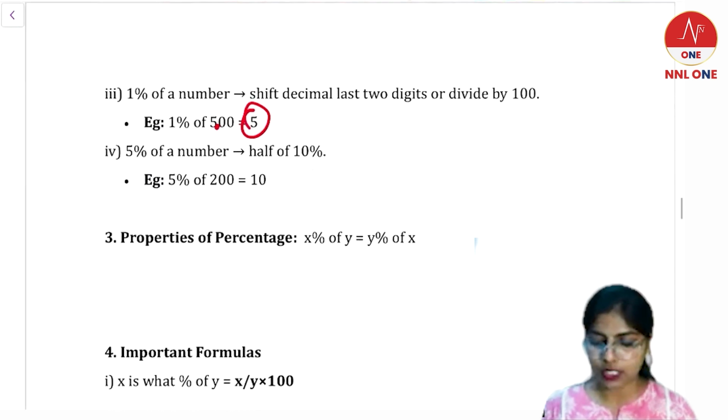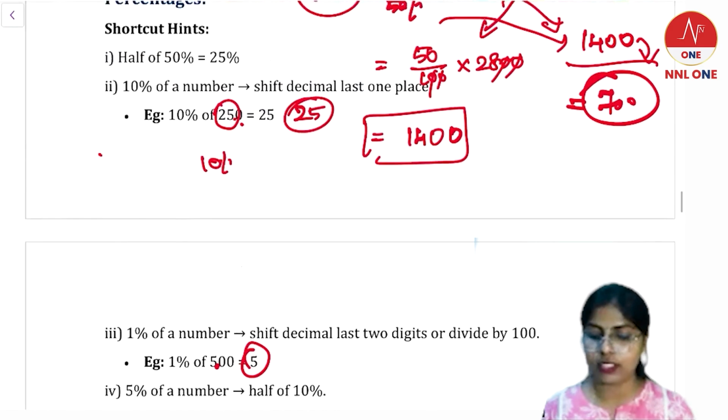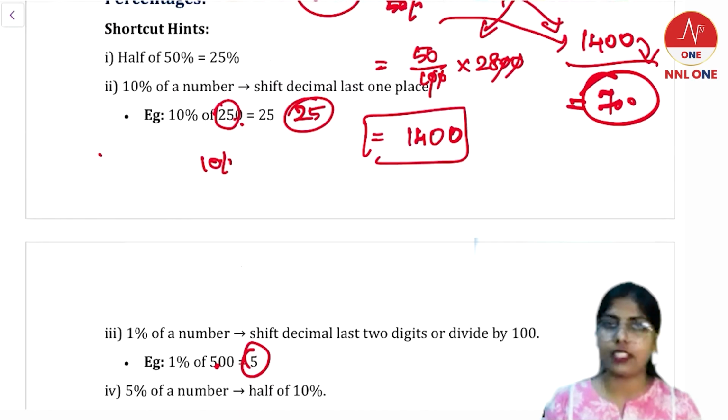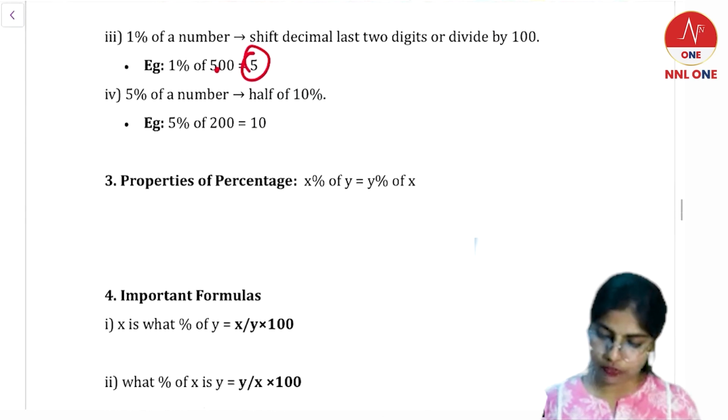Okay. Next, what is 5% of a number? 5% of a number is half of 10%. You know how to solve it. What is 10% of a number? When you get to solve the 10% of the number, half of 10% is 5%. So you can solve the 5% of the number.